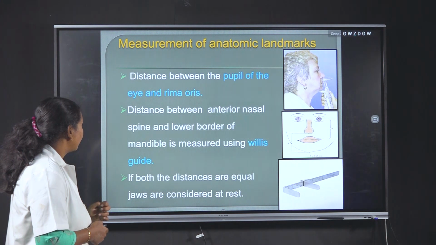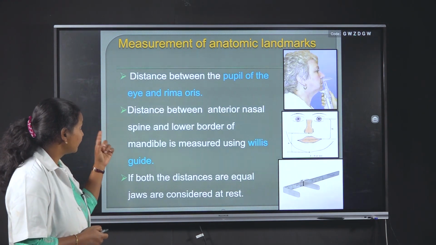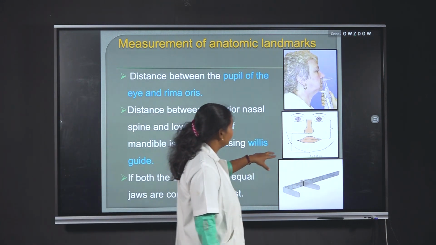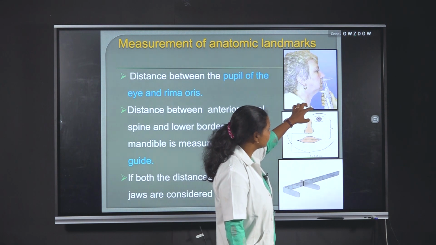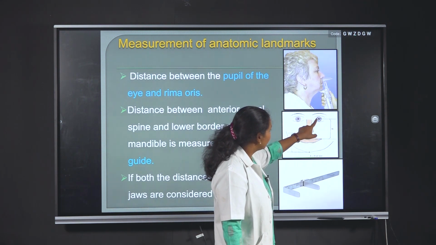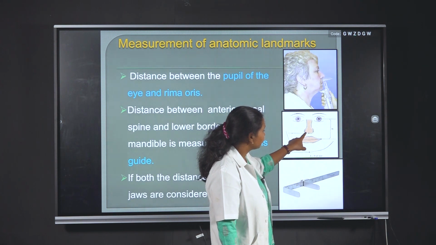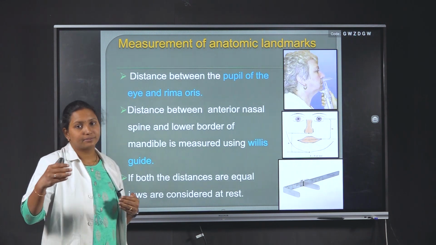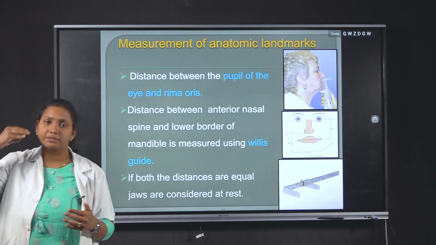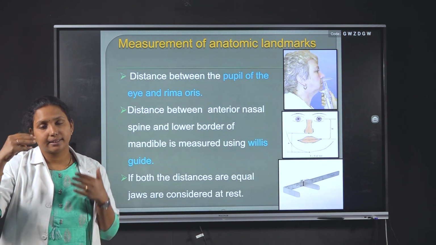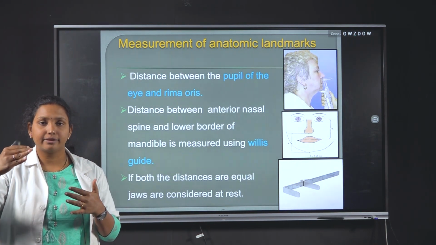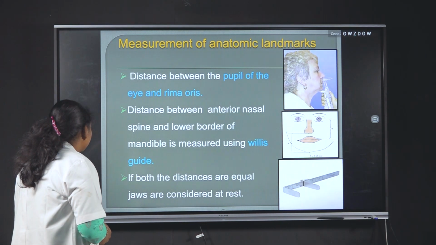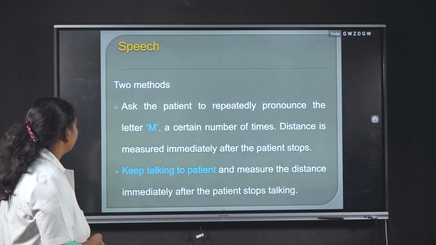Okay, next is measurement of anatomical landmarks. Here what they'll do is, with Willis' guide, they'll measure the distance from the forehead line to the pupil, and from the pupil to the base of the nose, and the base of the nose to the chin. Here they say that the face is divided into equal thirds, so they'll measure the upper 2/3 and they'll take that value as a guide to make the lower third, meaning this distance. Okay, and speech.